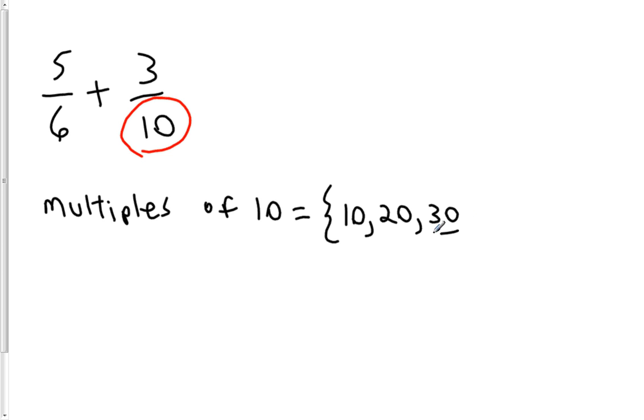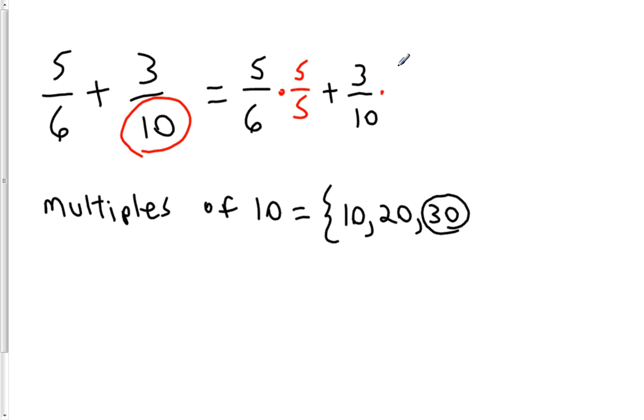30 is a multiple of 10, 10 times 3, and it turns out that 6 actually does go into 30, so there we found our LCD. We can rewrite these fractions so that both have denominators of 30 by multiplying the first fraction by 5 over 5, which is really the number 1, so I'm not changing the value of that first fraction, and then multiplying the second fraction by 3 over 3, and once again that's really just the number 1, so I'm not changing anything.